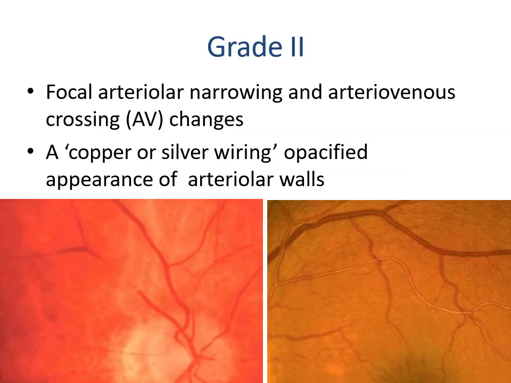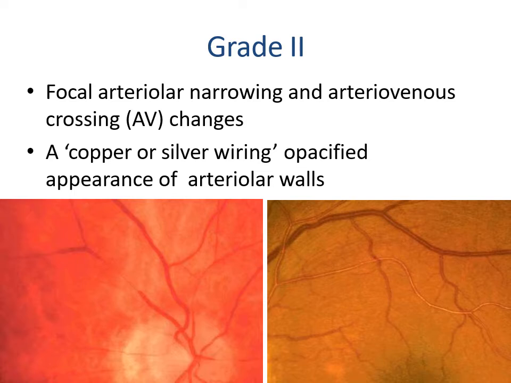Now, grade 2 is focal arteriolar narrowing and arteriovenous crossing, or AV crossing, changes. So, in the first picture, you can see that there is a focal narrowing of the artery. That is, in its origin, the artery is normal in its diameter, but then as it progresses ahead, there is a thinning. Now, AV crossing changes I will discuss in the next slide.